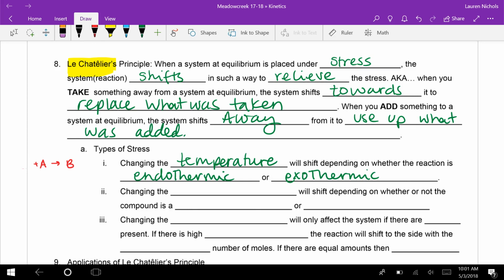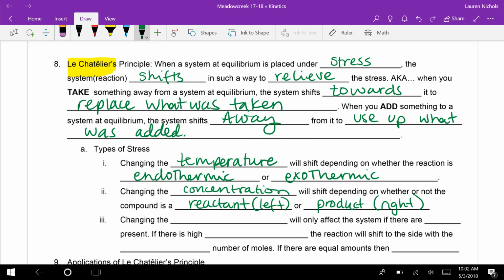And that would change if it was exothermic and had heat written on the right side. The direction that those things would occur would change. And so the second thing that is a stressor is the concentration or the amount of things. You can add more reactants, you can take them away, and the shift will depend on whether or not the compound is a reactant, meaning it's on the left side, or it's a product, meaning it's on the right side of the arrows, that center section.